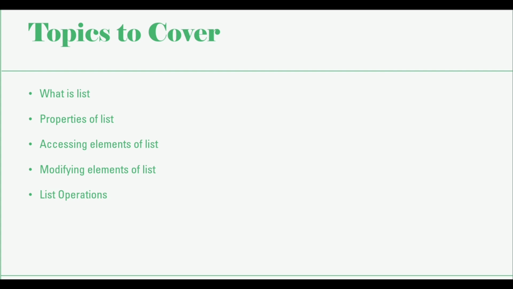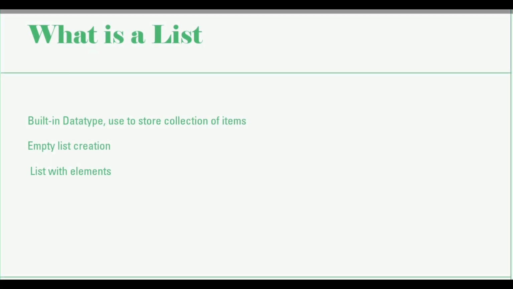In the previous lecture, we discussed data types in Python. Today we will cover what a list is, its properties, how to access the elements of a list and modify them, and some list operations. So let's get started. So what is a list? List is a built-in data type that is used to store a collection of items.